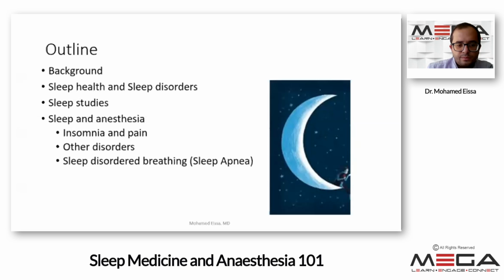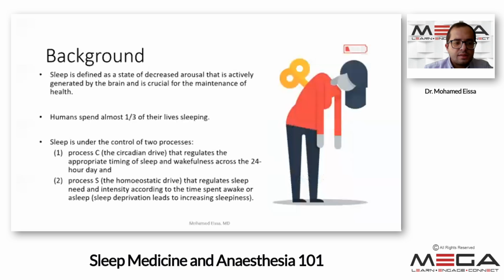As a background, sleep is defined as a state of decreased arousal that is actively generated by the brain, and it's crucial for the maintenance of health. Humans spend around one third of their lives sleeping. Sleep is usually under the control of two processes: process C, which is a circadian rhythm that regulates the appropriate time of sleep within the 24 hours, and process S, which is a homeostatic drive that regulates sleep in relation to staying awake, where sleep deprivation leads to increased sleepiness.